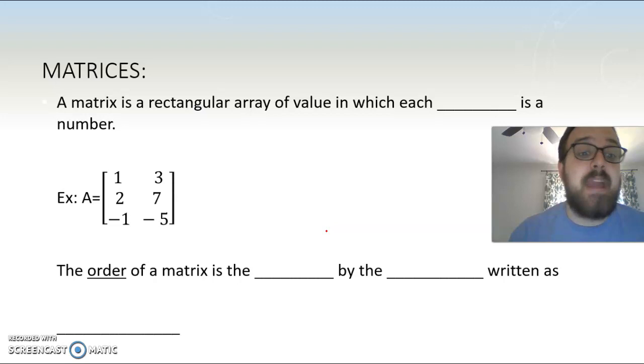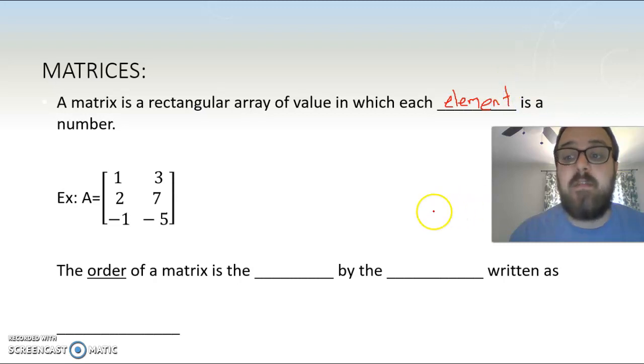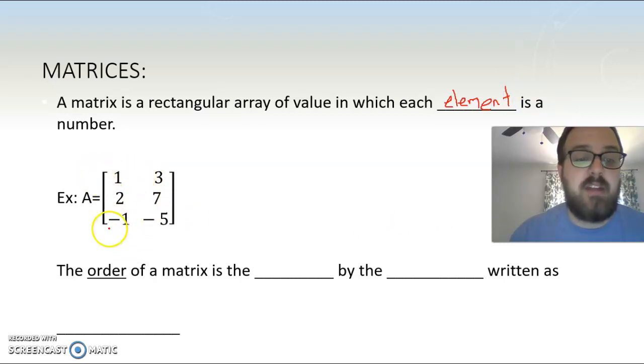So, a matrix is a rectangular array of values in which each element, which is what we call the things within the matrix, is a number. Okay, so in math, a matrix is a way to organize information in this little rectangle, and each of these things would be elements. So 1 would be an element, 3 would be an element, 2, 7, -1, -5. And you can see over here, I say A equals. That is the name of that matrix. So we would call this matrix A, and this is what we're referring to, okay?